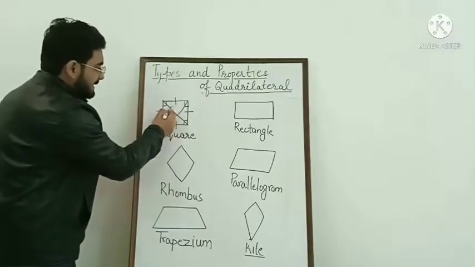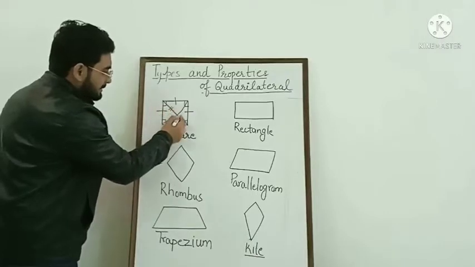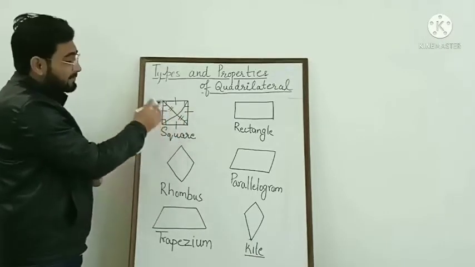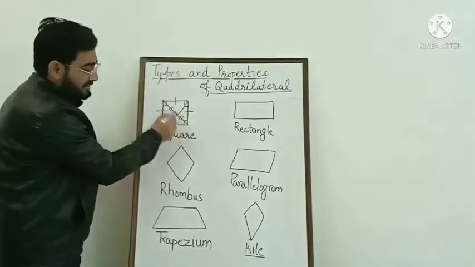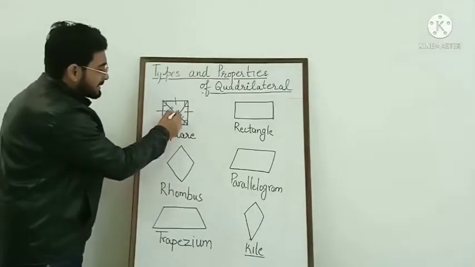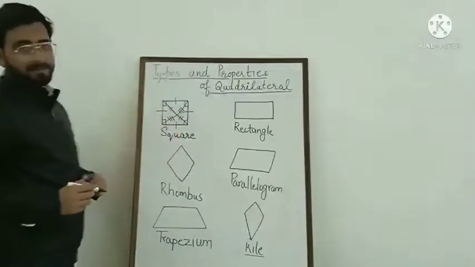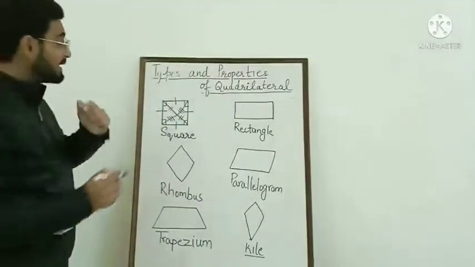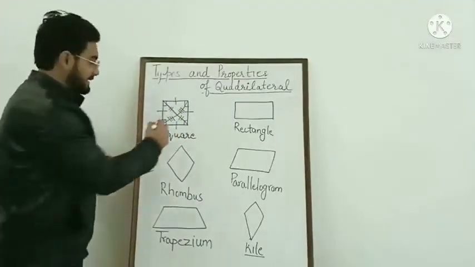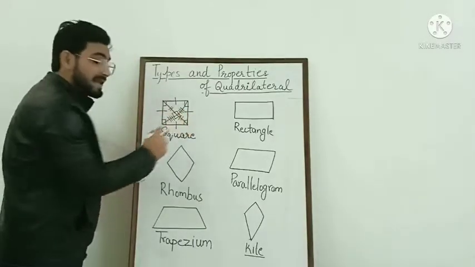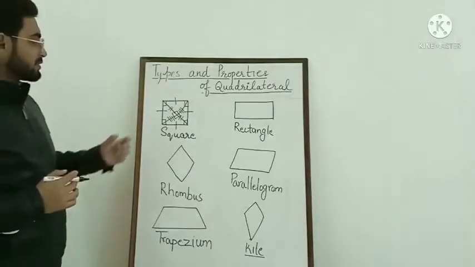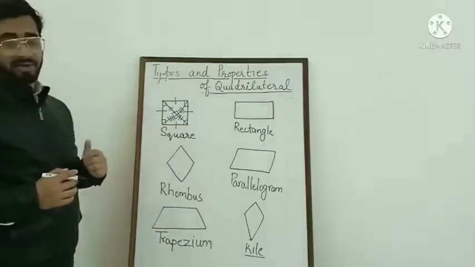This diagonal is equal to this diagonal and both the diagonals bisect each other. This part is equal to this part and this part is equal to this part. And they bisect perpendicularly, meaning they make a 90 degree angle. So that is all about the square.